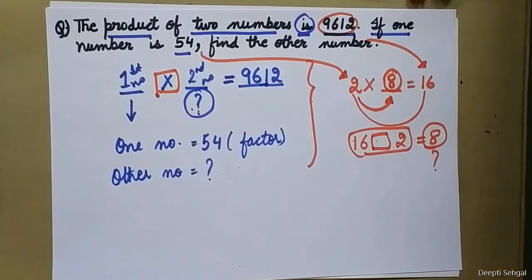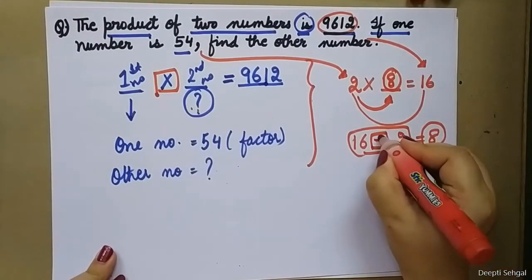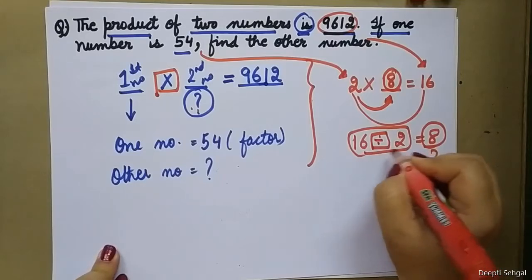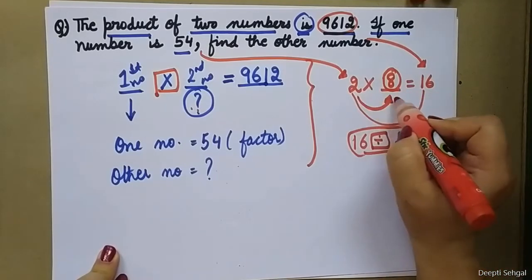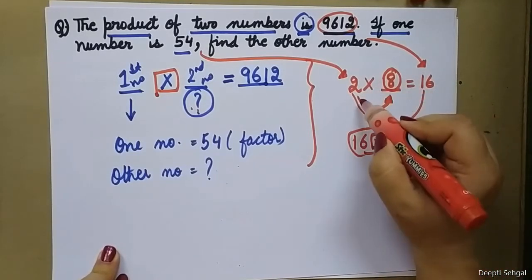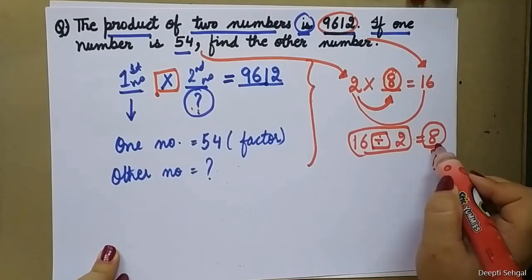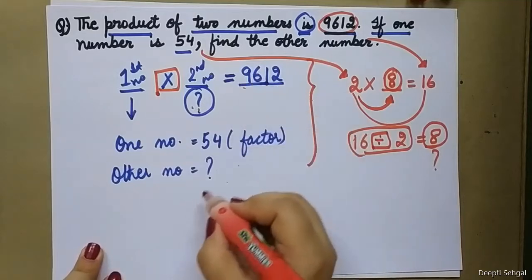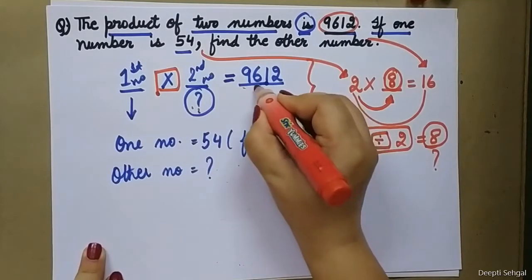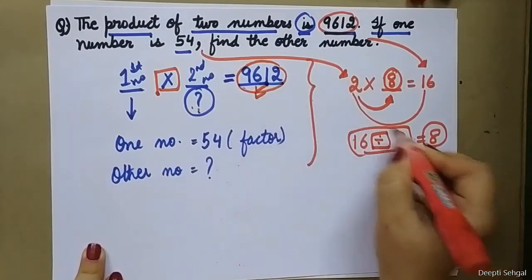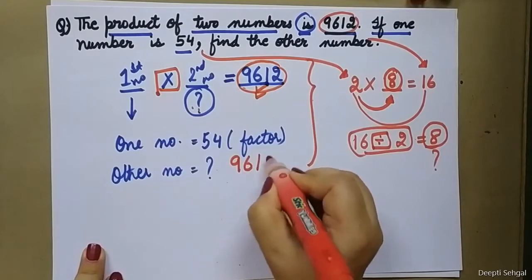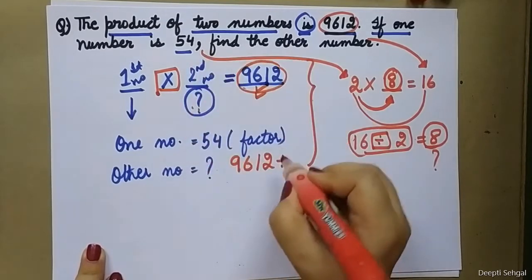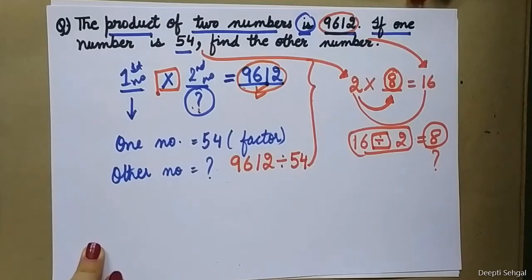16 divided by 2 is 8. Oh yes, multiplication and division are related operations. So we know that 16 and 2 are related. When we are multiplying 2 with 8 we get 16, so 16 divided by 2 is 8. Remember? Yes. So that means we have to divide. So the other number is 9612 divided by 54. Okay. So let's divide quickly.